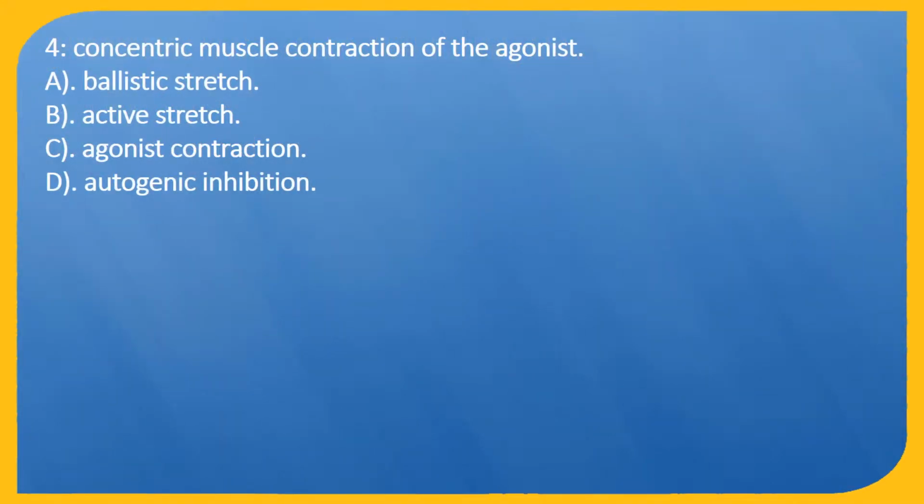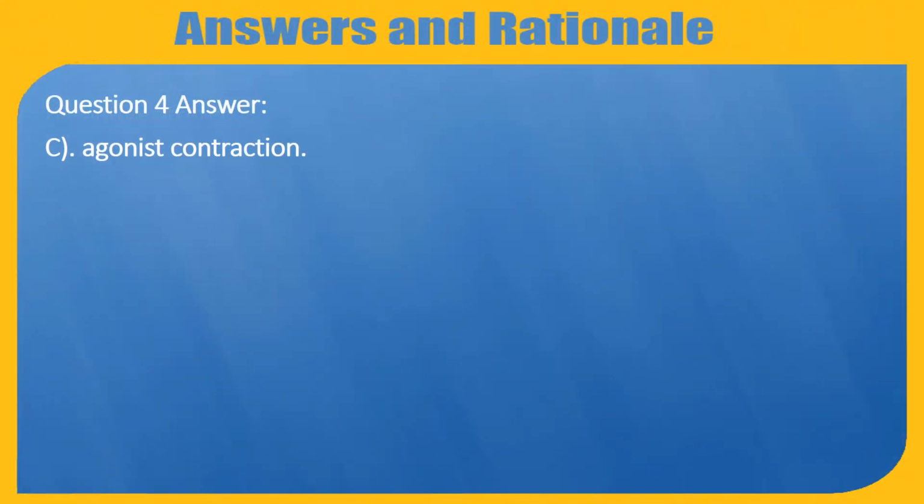Question 4. Concentric muscle contraction of the agonist. A. Ballistic stretch. B. Active stretch. C. Agonist contraction. D. Autogenic inhibition. Question 4. Answer: C. Agonist contraction.